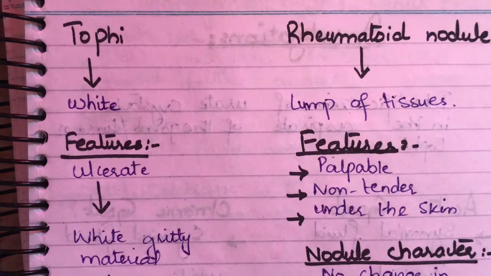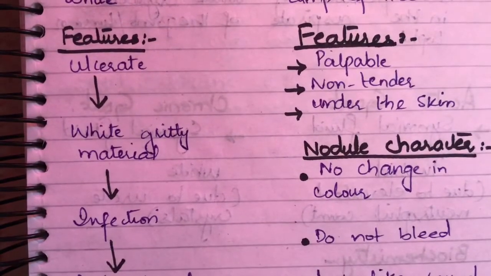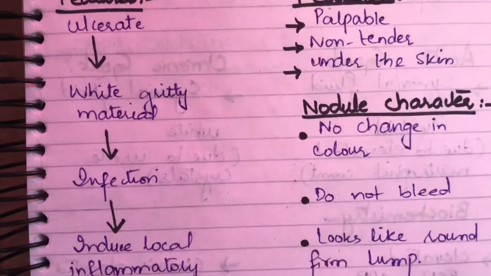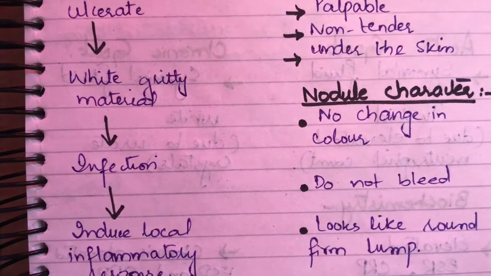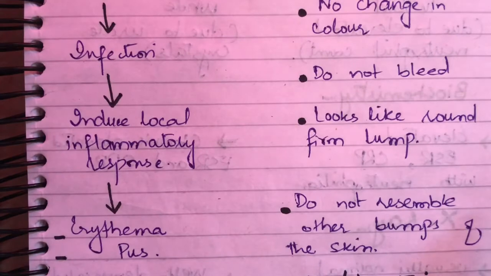What are their features? When we look at the tophus, as I have told you, a tophus may ulcerate. When a tophus ulcerates, it secretes a white gritty material. When the white gritty material accumulates around the skin, it will result in infection. What happens in case of infection? Infection causes induction of a local inflammatory response. When there is a local inflammatory response, there is erythema and also pus formation.